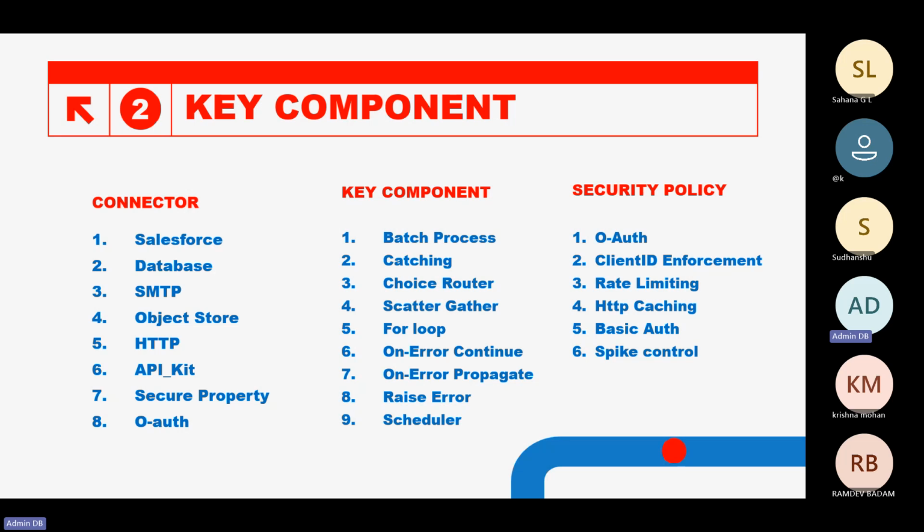Security policy-wise, we will work on OAuth, client ID enforcement, rate limiting, HTTP caching, basic auth, and spike control. For OAuth, I will give you a detailed description of how this OAuth policy works, first theoretically. That part is very important to know before working on this OAuth policy. I will tell you about all three roles in OAuth: client, server, and OAuth service provider, and how we make a request to register a client, then a request to generate a token, and then a request to validate the token.